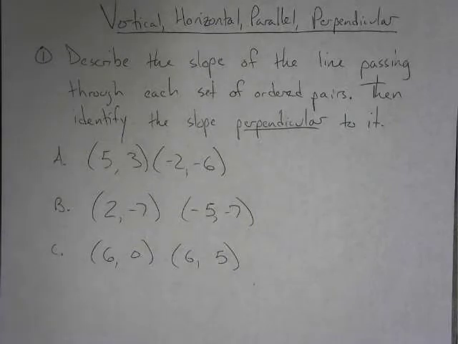So what we're going to do is describe the slope of the line that's passing through each set of ordered pairs here, and then we're going to identify the slope perpendicular to it. So we'll dig into that a little bit. And so we're just going to go over three pairs of ordered pairs.